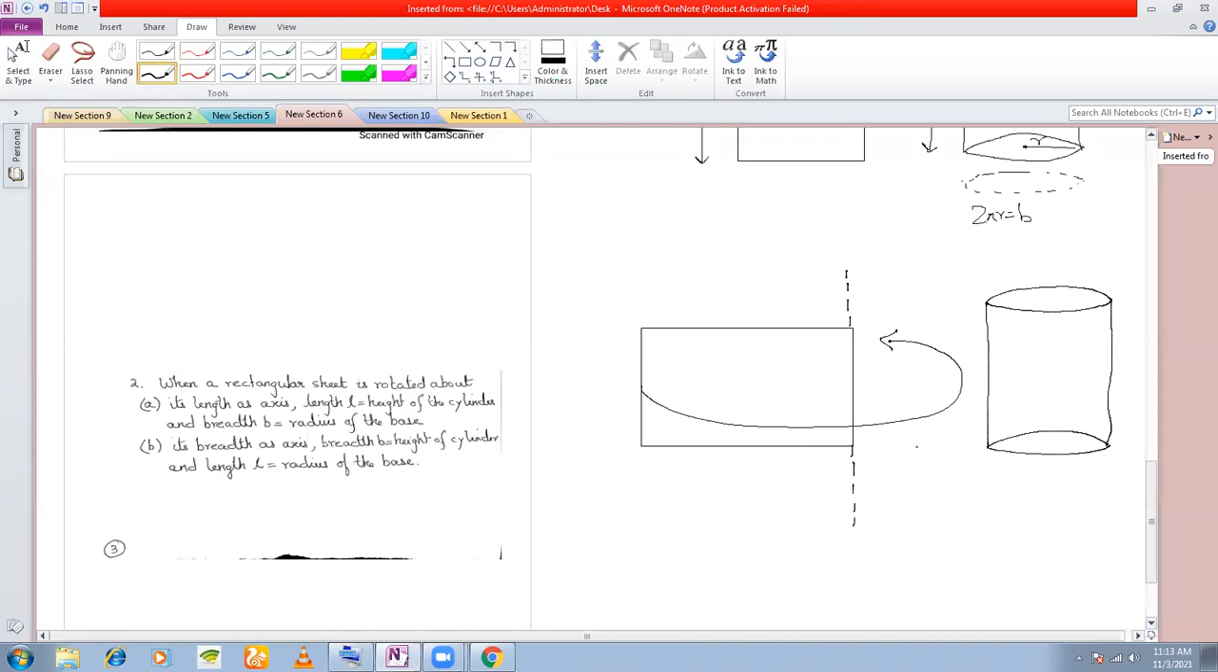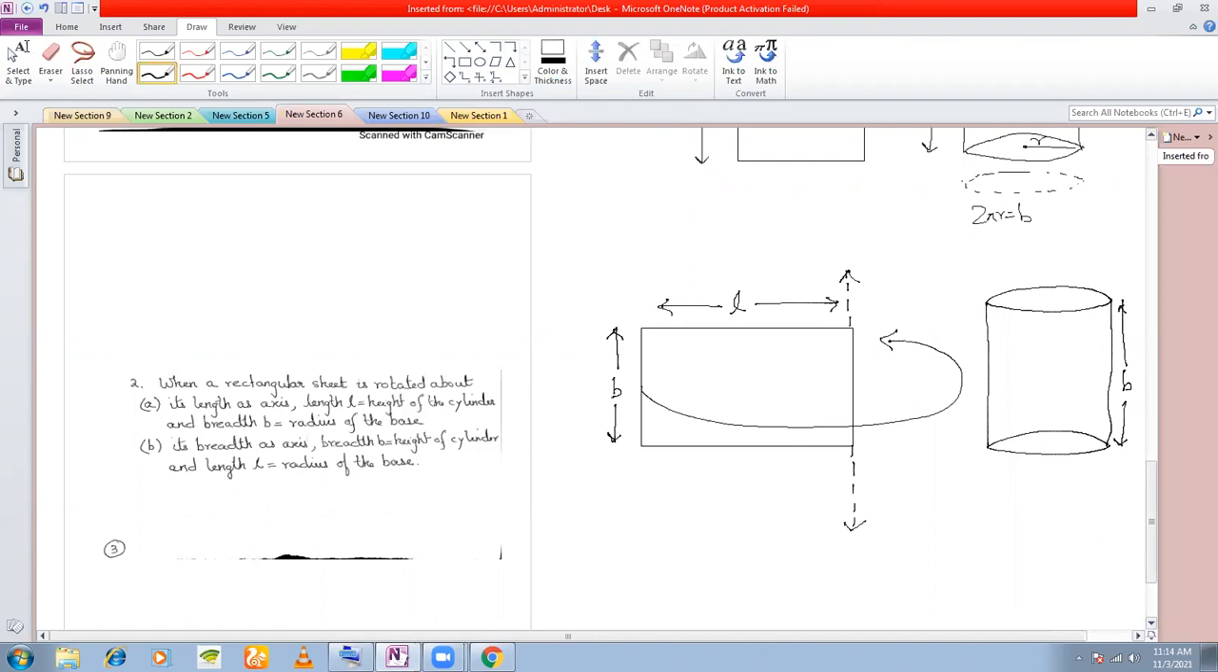Okay. Now, if this generates a cylinder, if I take the length of this as L, this is my axis along which I am rotating. And if I take the breadth of this as B, then what will happen? The height of the cylinder that is generated will become B, right?